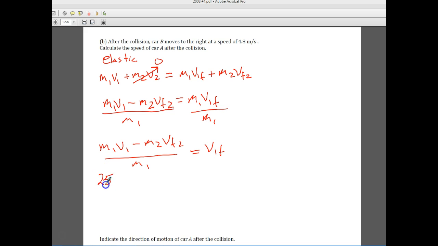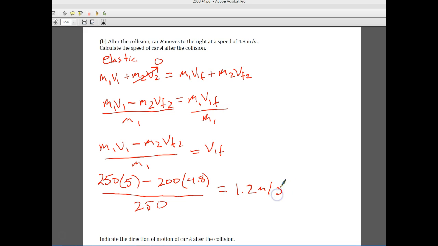Let's go ahead and plug everything in. So this one was 250. We said that our velocity of the first car was 5 during the collision, minus, now we're going to do 200 for the mass of the second car times 4.8, and then we divide all that by 250. Be careful, you can't cross off the 250s here because you have a 200 here. If this was 250, then that'd be more than fine to do. When you're done, you should end up with an answer of 1.2 meters per second. So this is 1 point, just going through and showing this equation that the momentum is conserved, that it's an elastic collision. And then here we just say it's 1.2 meters per second.